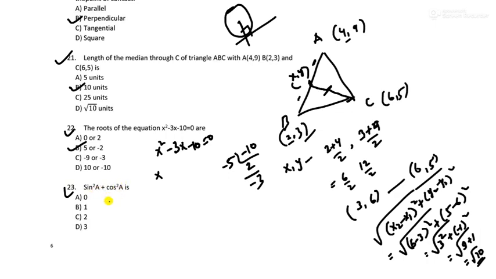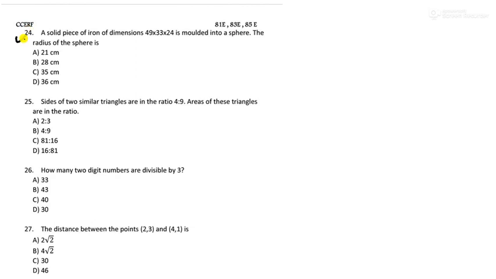Now question number 23. Sine square A plus cos square A. This is a direct formula. The answer is 1. Okay. So I hope you have understood till here. Moving to the next question. So question number 24. A sphere. Okay, a solid piece. Sorry, not sphere.